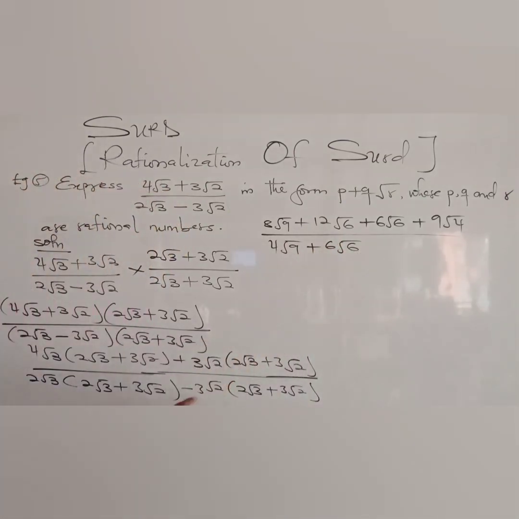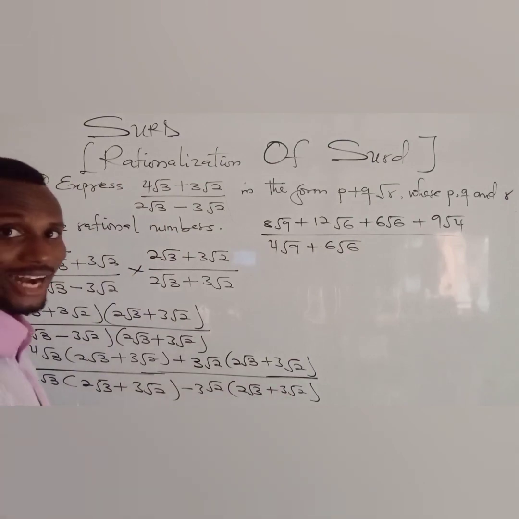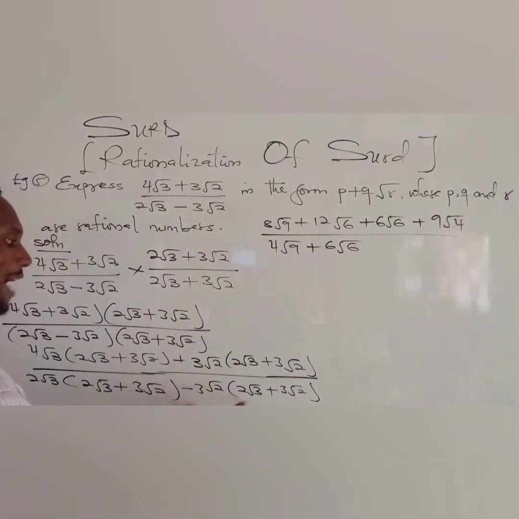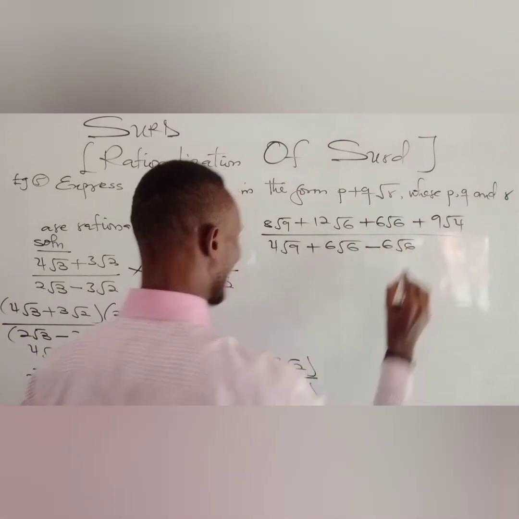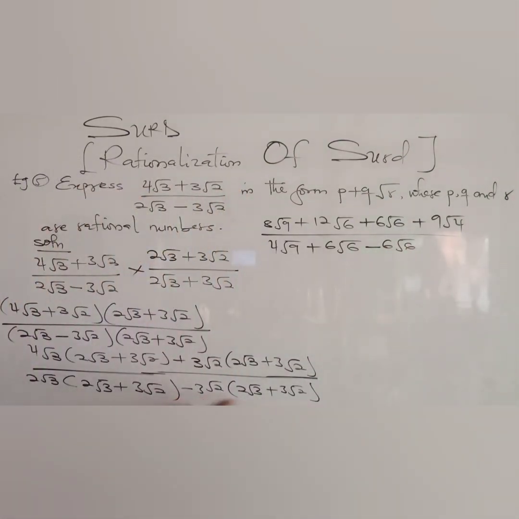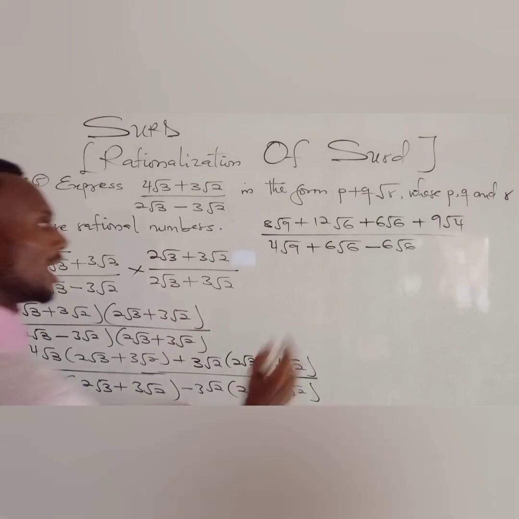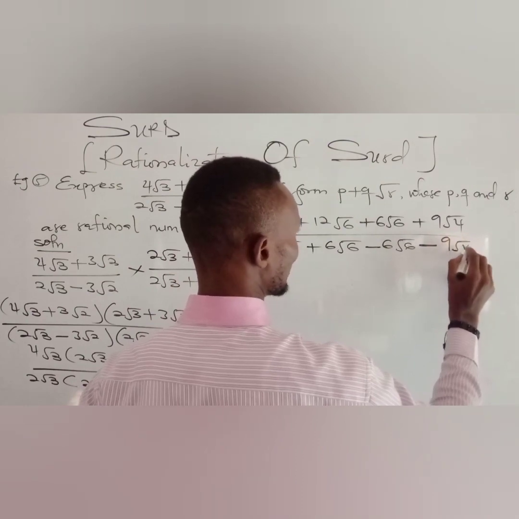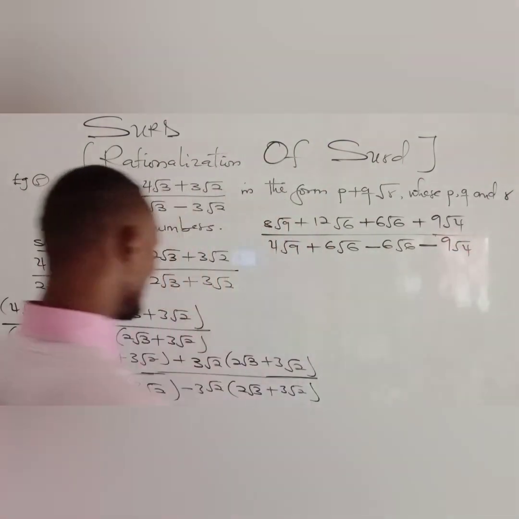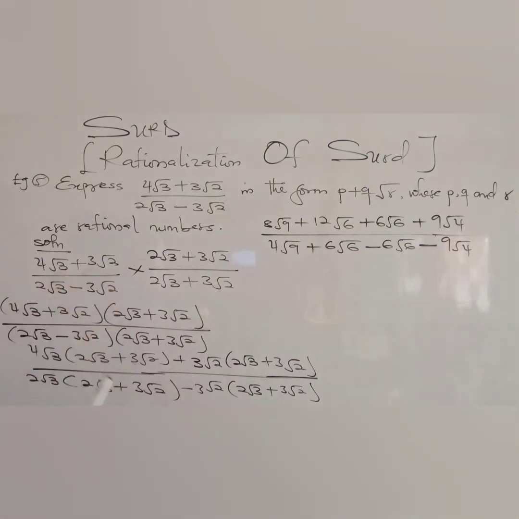Then this minus 3 root 2 will also open its bracket. So minus 3 root 2 times 2 root 3 is going to give me minus 6 root 6. I hope you agree with me. Then minus 3 root 2 times positive 3 root 2 is going to give me negative 9 root 4, or you can write it as negative 3 root 2 all squared, which is the same thing. So I want to write the negative 9 root 4 instead, which is the same as writing negative 3 root 2 all squared.